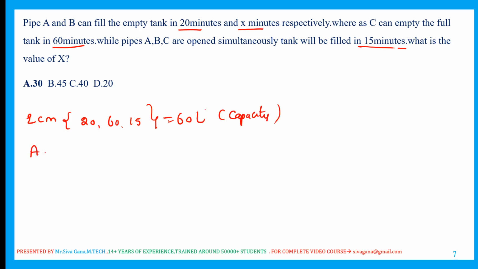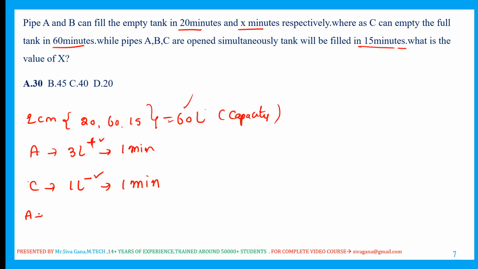Now A can fill how much? 60 by 20, 3 liters in 1 minute. Now B takes X minutes, we don't know. What about C? C takes 60 minutes for 60 liters, so 1 liter empties in 1 minute. Emptying I am showing with minus, filling I am showing with plus.